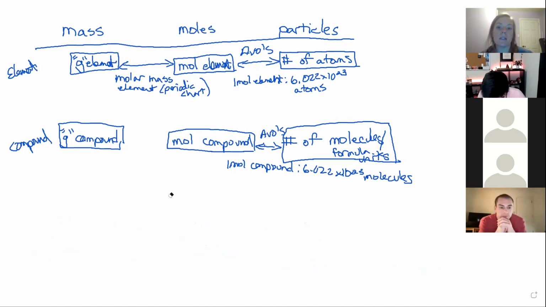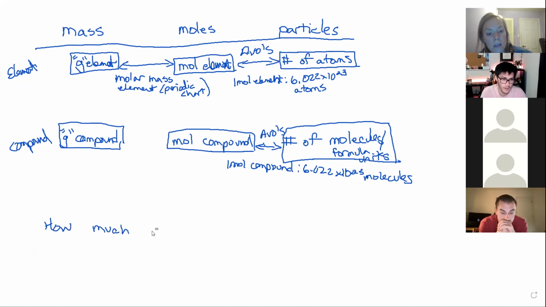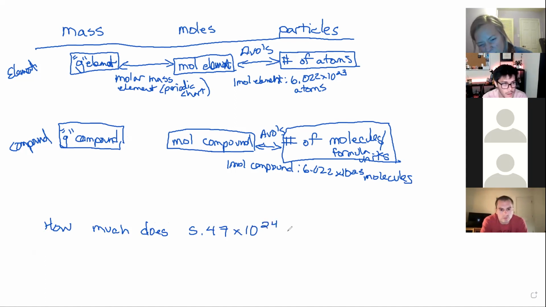How much does 5.47 times 10 to the 24th sulfur atoms weigh? And when I say weigh, give me grams. Okay. So how much does 5.47 times 10 to the 24th sulfur atoms weigh?